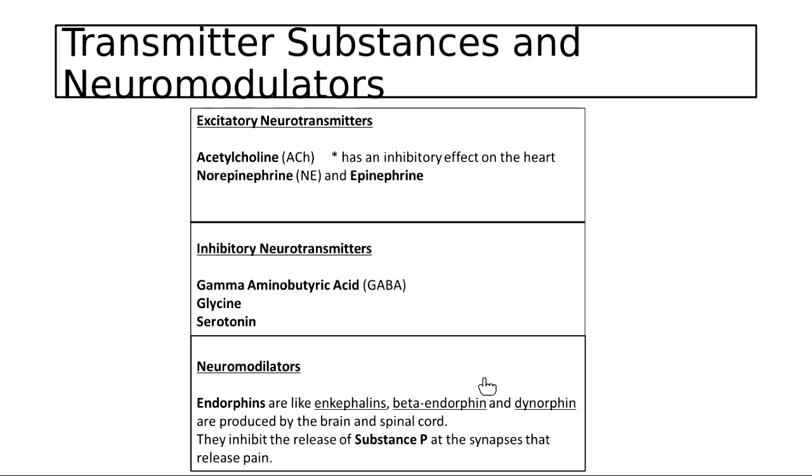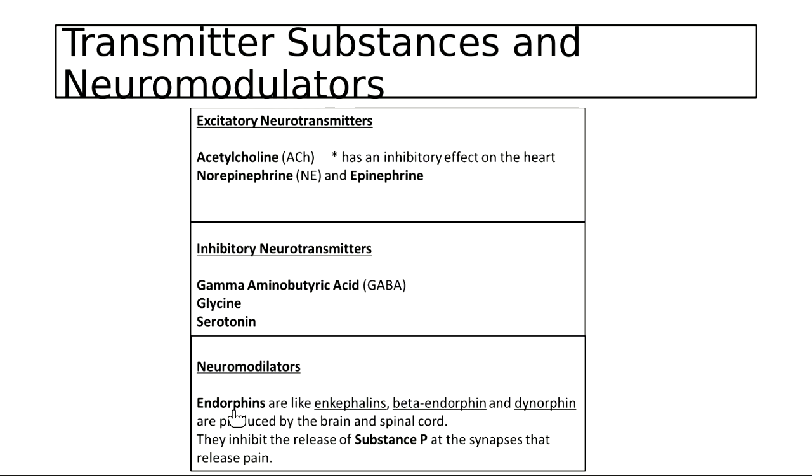Now here are transmitter substances and neuromodulators. So I put both of the transmitters on here, excitatory and inhibitory, but a new one called a neuromodulator changes the nerve somehow. Compounds which influence either the release of the neurotransmitter by the presynaptic neuron or the postsynaptic cell's response to the neurotransmitter. Okay, let's look at endorphins.